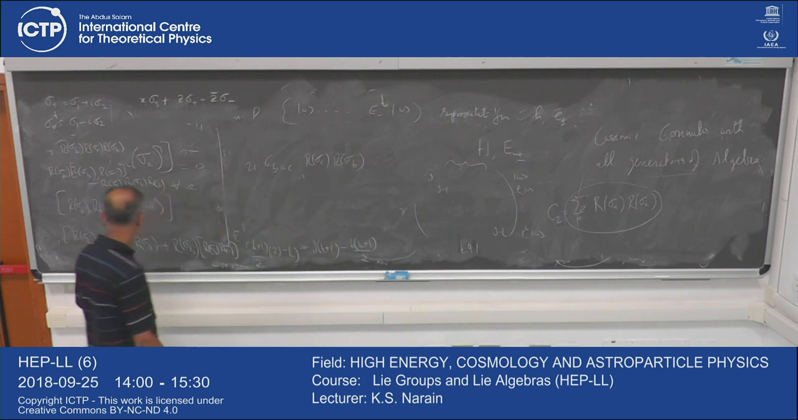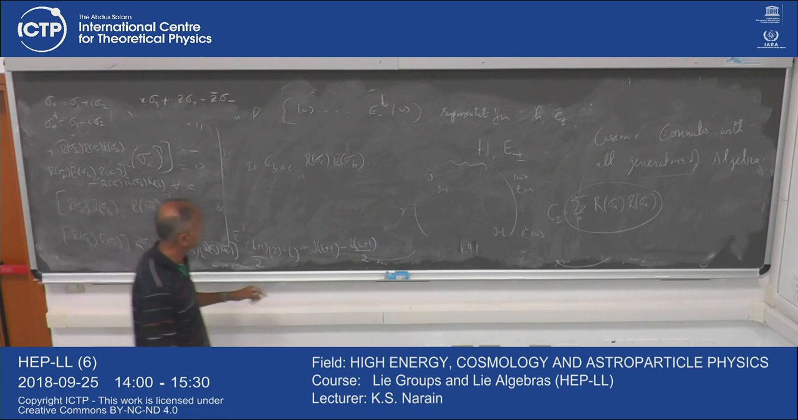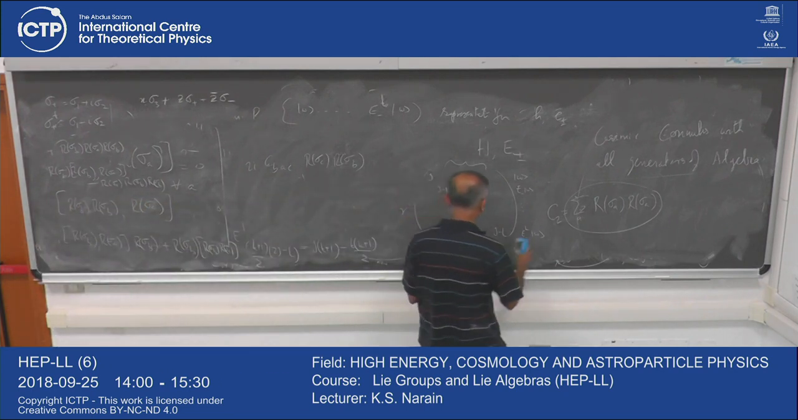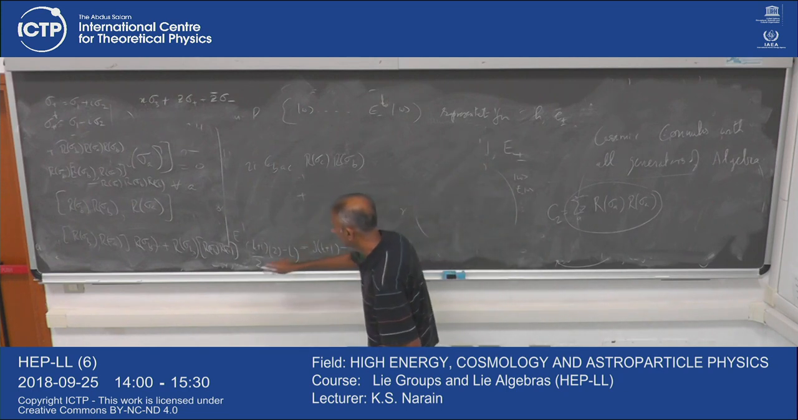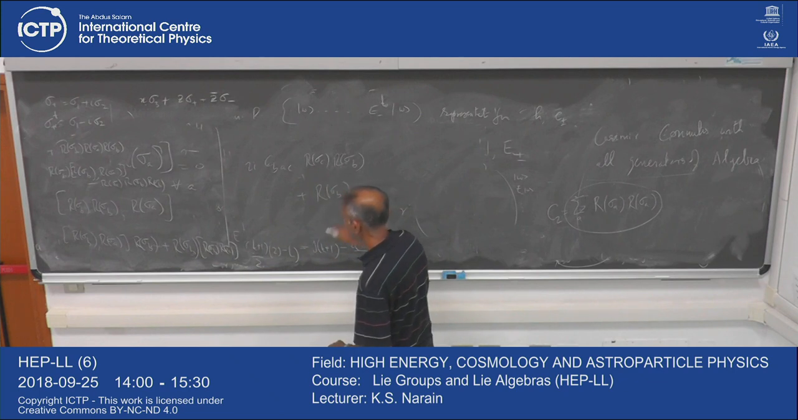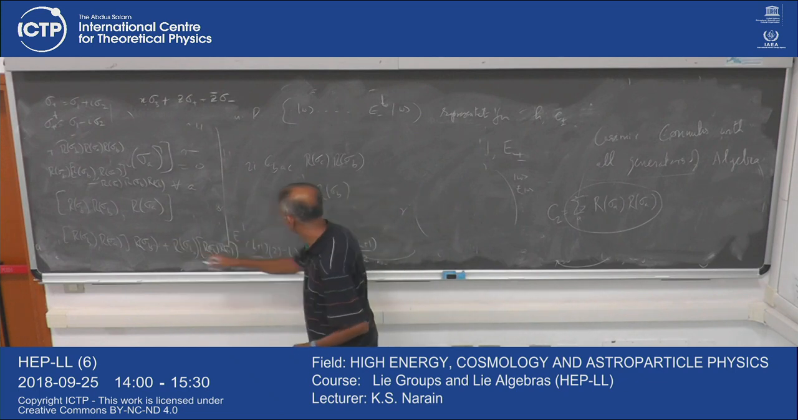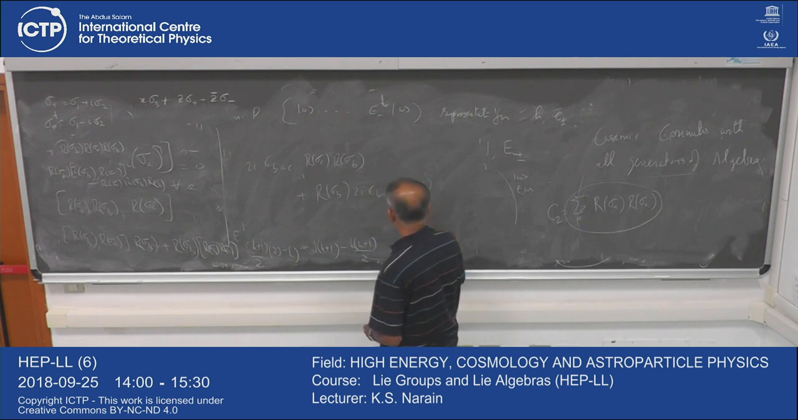Right? So this is still multiplying the R sigma B there. And here what you get? The other term, the second term, will be R sigma B sitting on the left. So we have R sigma B. And then this commutator is the same. So again, you get 2i epsilon BAC R sigma C.